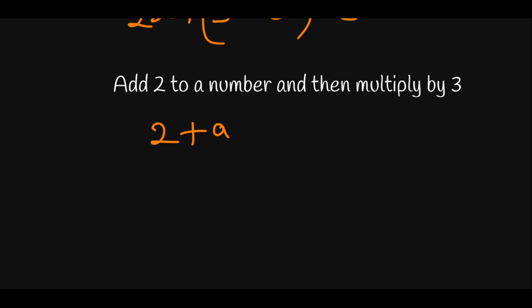Then multiply by 3. If we do this, it will be wrong because 2 plus A times 3 doesn't tell us where to start from. And if we apply BODMAS, then it will make us add the brackets here, which is not what the question is saying. The question says add 2 to the number first, then multiply by 3, which means the correct thing the question is asking us to do is (2 plus A). After that, we will now multiply by 3.